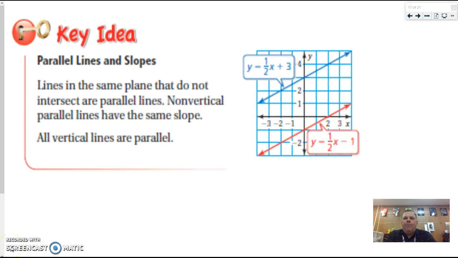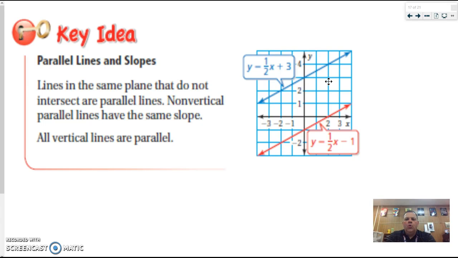We are now going to talk about parallel lines and slopes. Lines in the same plane that do not intersect are parallel lines. Non-vertical parallel lines have the same slope. All vertical lines are parallel. Non-vertical parallel lines have the same slope. These are non-vertical. Vertical would be this way, up and down.